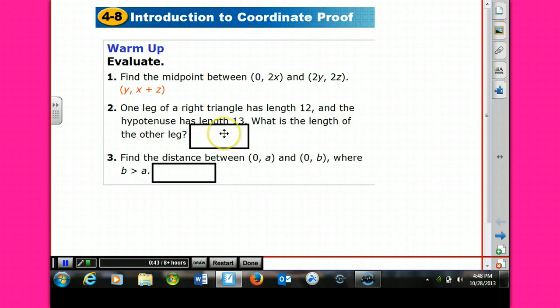One leg of a right triangle has a length of 12. The hypotenuse has a length of 13. So how did you find this? Yes, Pythagorean theorem. And you should have found 5. The distance between these 2 points, where B is greater than A, using your distance formula, you should have B minus A.